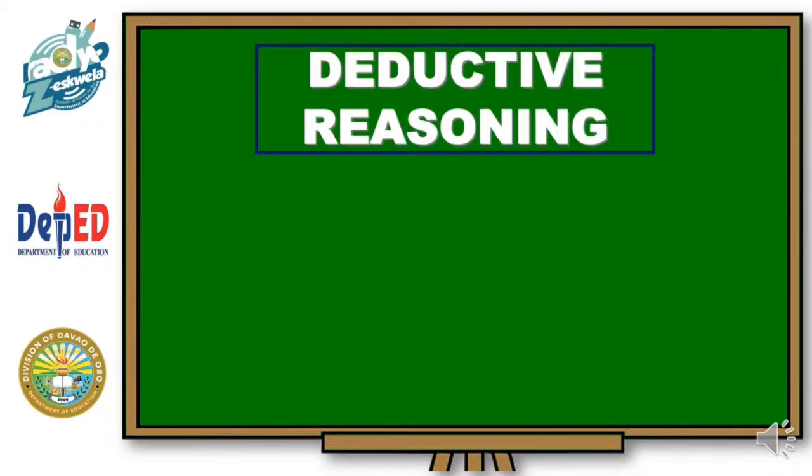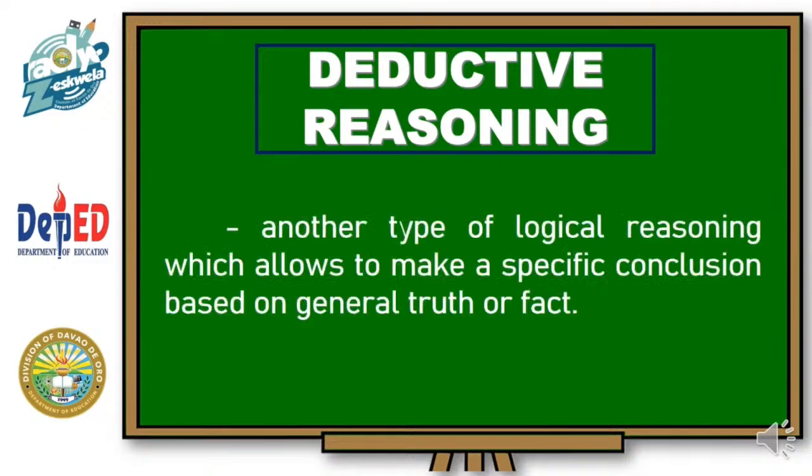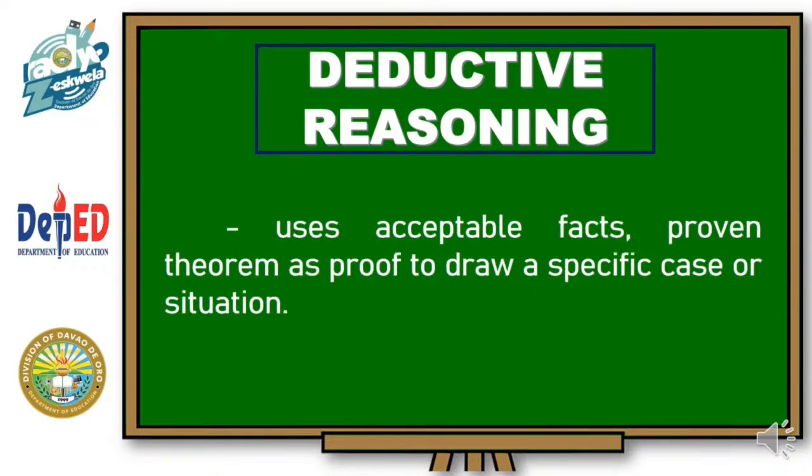Another type of logical reasoning is deductive reasoning. Deductive reasoning allows you to make a specific conclusion based on general truth or fact. It is another way of saying that deductive reasoning uses acceptable facts and proven theorems as proof to draw a specific case or situation.